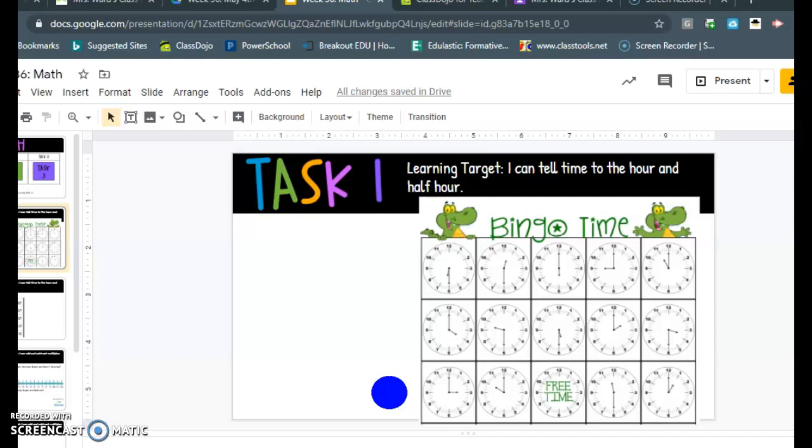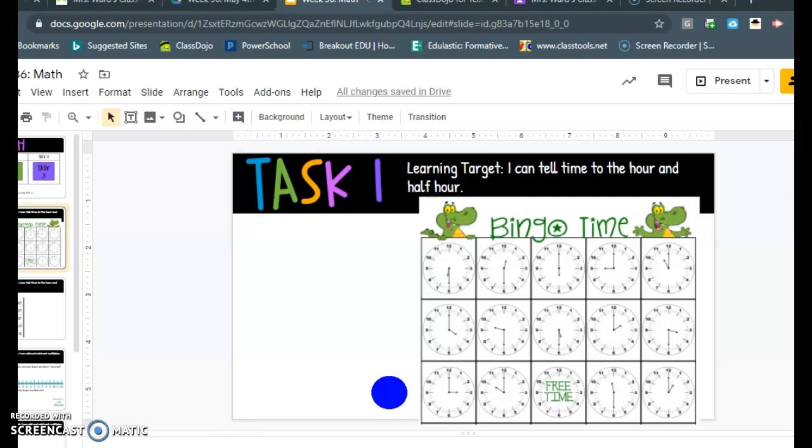For task 1, we're going to have a review learning target, something that we haven't done in a while. And that learning target is I can tell time to the hour and half hour. For our first activity, we're going to play a game of bingo. So here are the rules.